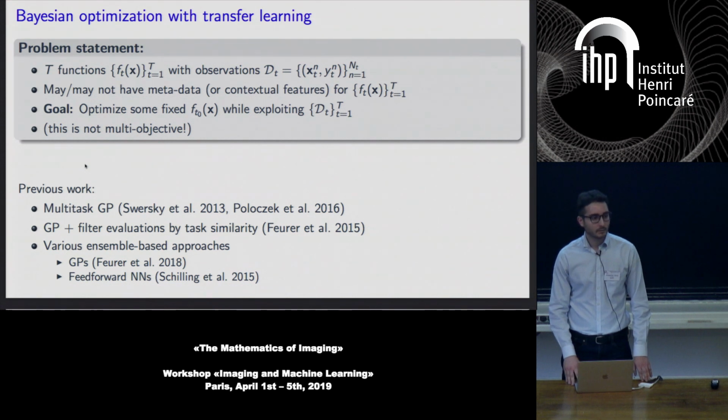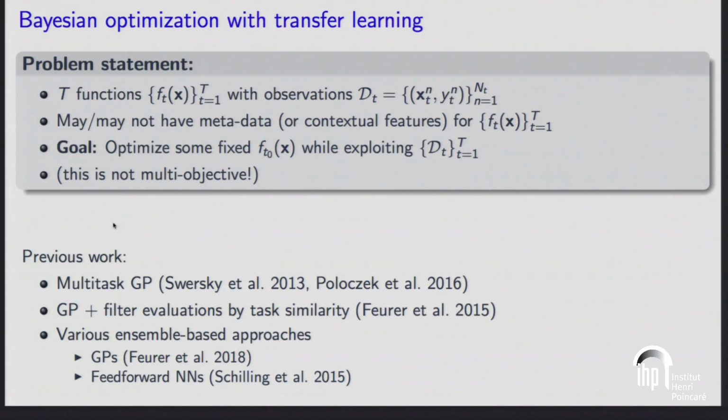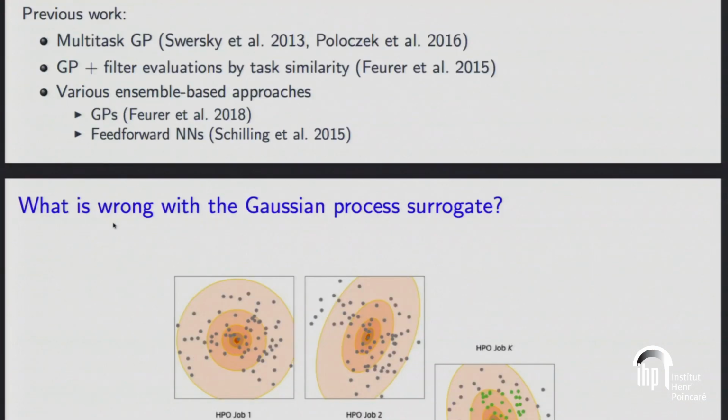There has been quite a lot of previous work trying to achieve this. Gaussian processes, GPs, have been extended to a multitask setting so as to be able to model multiple tasks at the same time. There has been some heuristic that tries to look at tasks that are the most similar to the current one and then fits a Gaussian process only based on the current task and the most similar one. And then there are some ensemble-based approaches based on neural networks and GPs.